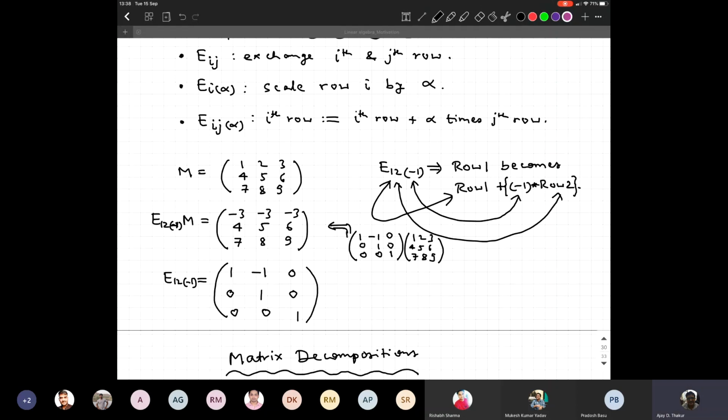So I will be asking you to practice on your own, it's not very difficult. What is, say, E23? What would be this? And what would be, say, E13? Here we are exchanging rows, so row 1 becomes row 3 and row 3 becomes row 1. So that is the corresponding matrix E13, and that is also called a permutation matrix. And E23 is where you are scaling row 2 by a factor of 3. So that's another part.